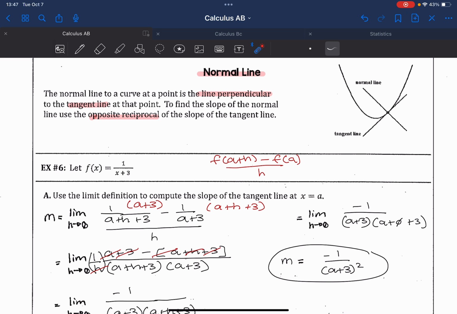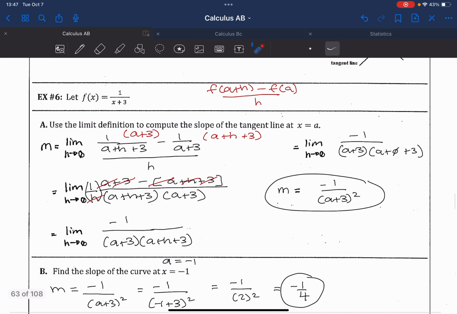Now we talk about the normal line. The only difference between the normal line and the tangent line is that the normal line is perpendicular, or in other words, the opposite reciprocal of the slope of the tangent line: change the sign, flip the fraction.